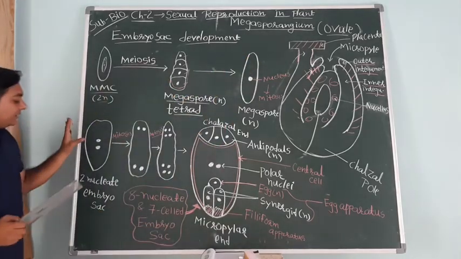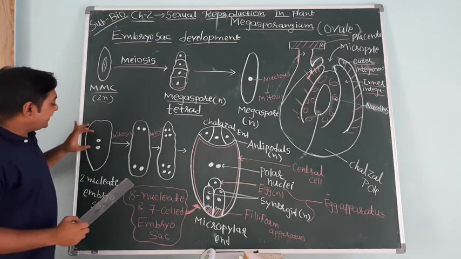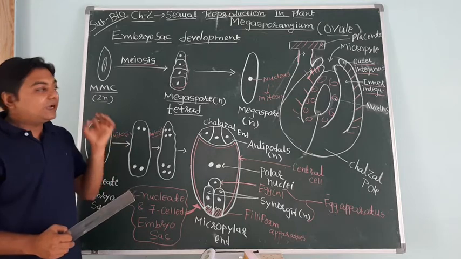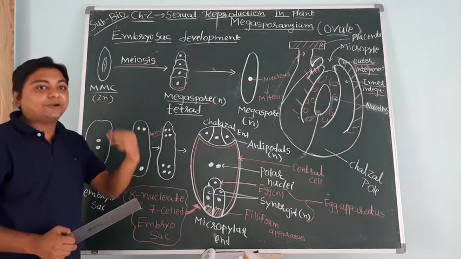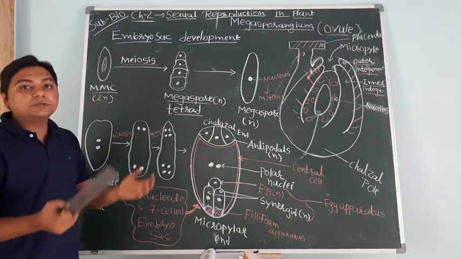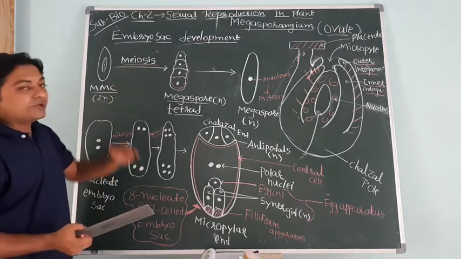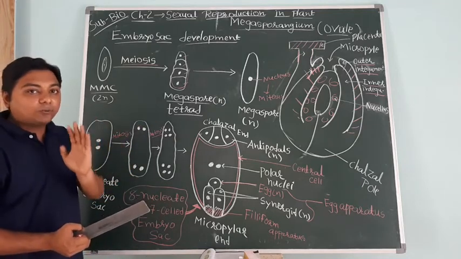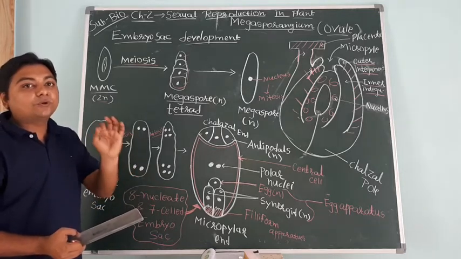You can see here, after formation of 2 nuclei, it does not form a cell wall. It is a free nuclear division. Normally, when one cell divides, first the nucleus divides, then the cytoplasm divides, and a cell wall forms and produces 2 cells. But in this situation, after division of the nucleus, the cytoplasm does not divide and the cell wall does not form. So it is called free nuclear division.